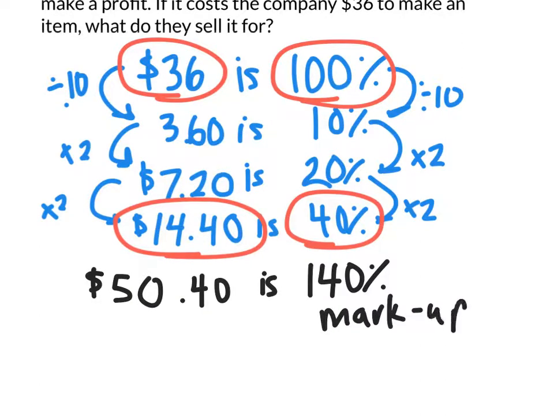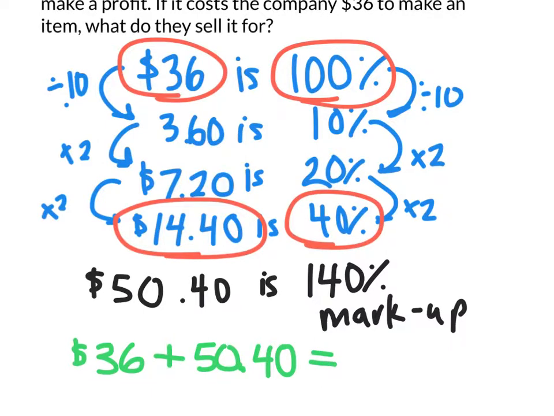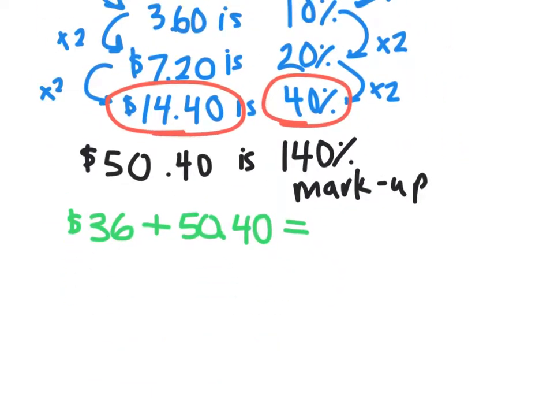Now, that's the markup. That's how much they increase the price by. So that's not what they're going to sell it for. That's how much they're going to mark the price up. So they're going to take their item that costs $36 and they're going to mark it up $50.40. Now the new price is going to be that 36 plus $50.40. So 40 cents, and then 36 plus 50 is 86. So that's what they'll sell it for.